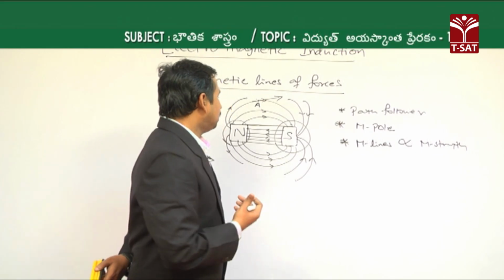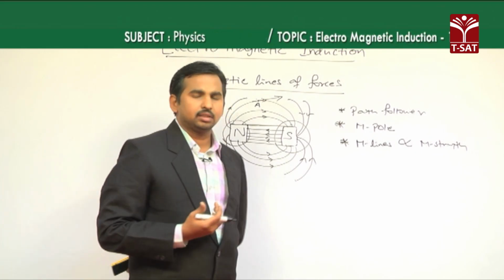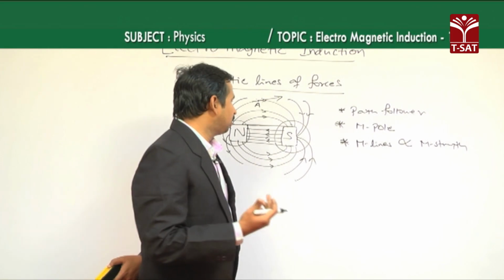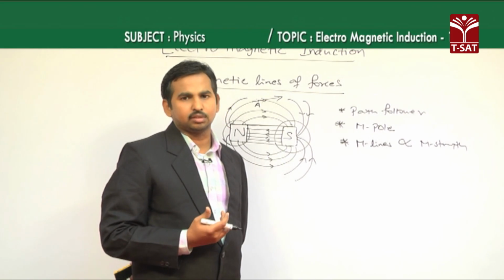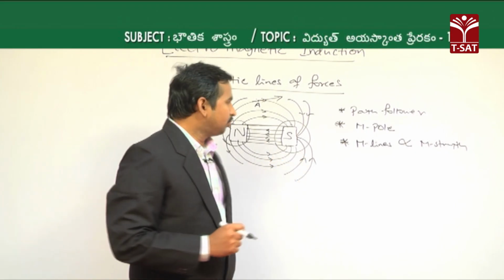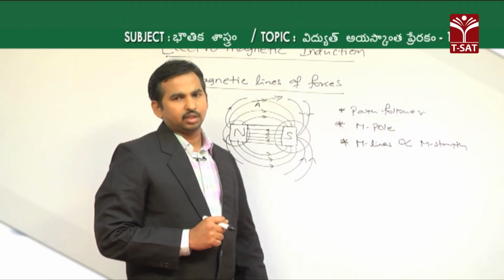And the next one, we already saw that magnetic lines of force start from the north pole and end on the south pole, and then go from the south pole to the north pole. These are the properties of magnetic lines of force, particularly in the case of a bar magnet that we are taking.